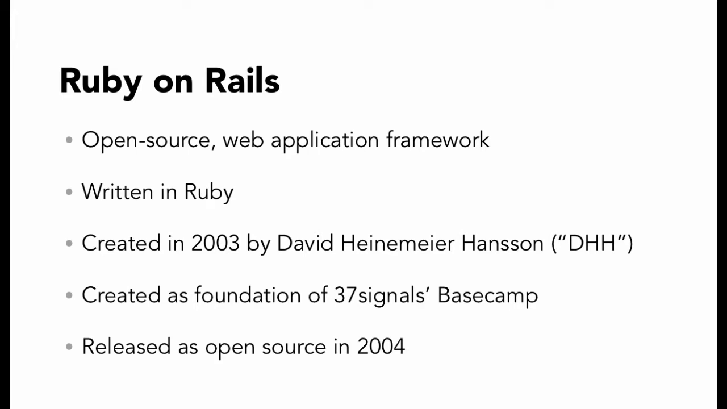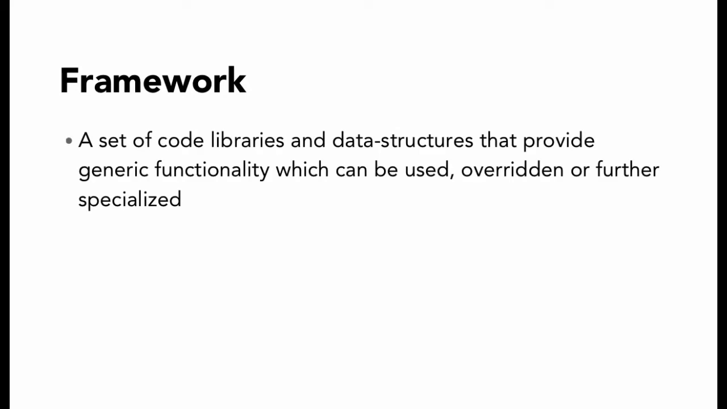Now, if you remember, Ruby was created in 1995, so Ruby had been in existence for 10 years before DHH came along and decided that Ruby would be a great programming language for writing a web application framework. So, what is a web application framework? Here's my definition. A framework is a set of code libraries and data structures that provide generic functionality which can be used, overwritten, or further specialized.